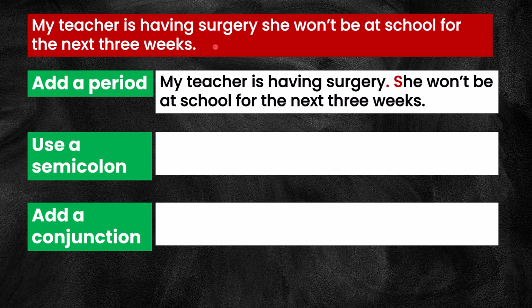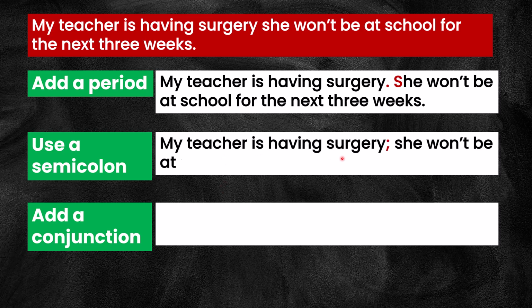Or if the 2 independent clauses are closely related, and what that means is there is some sort of connection between the 2 clauses, we would write: my teacher is having surgery, semicolon, she won't be at school for the next 3 weeks. When we use a semicolon, we don't have to capitalize the next word unless it's a proper noun and is always capitalized. And if you're still wondering how these sentences are closely related, well, this second clause expands on the first clause. Because my teacher is having surgery, she won't be at school for the next 3 weeks. So there is a close connection here.